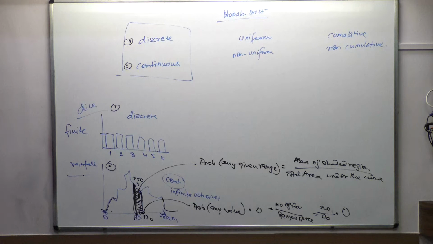Done. Total area under the curve. Area of the shaded region by total area under the curve.